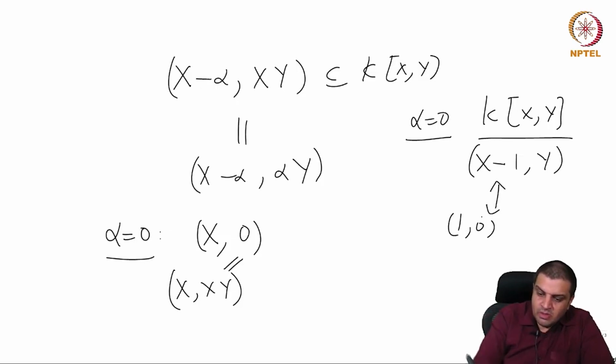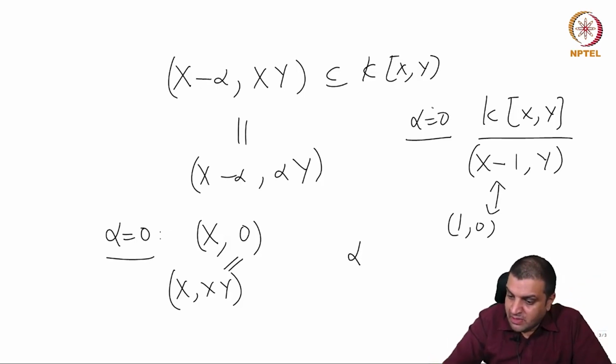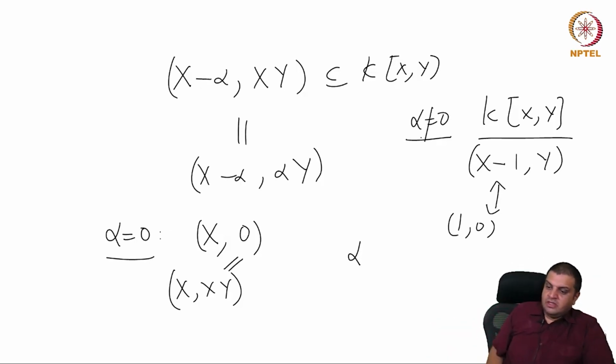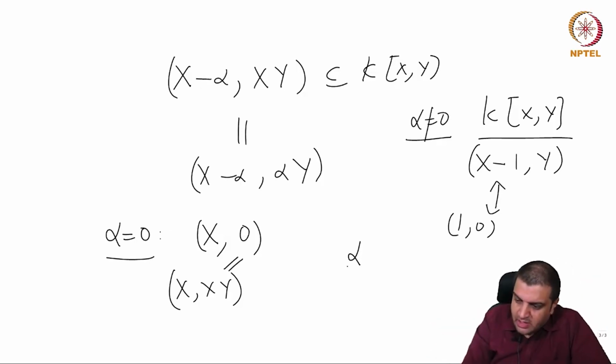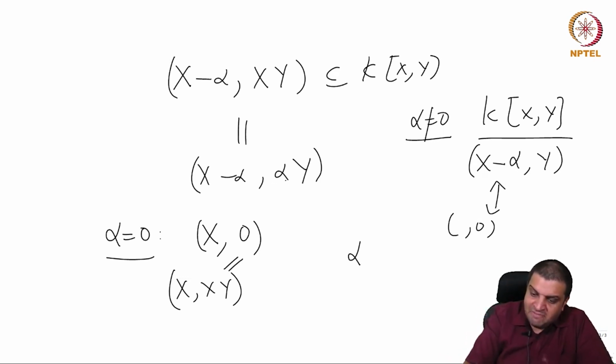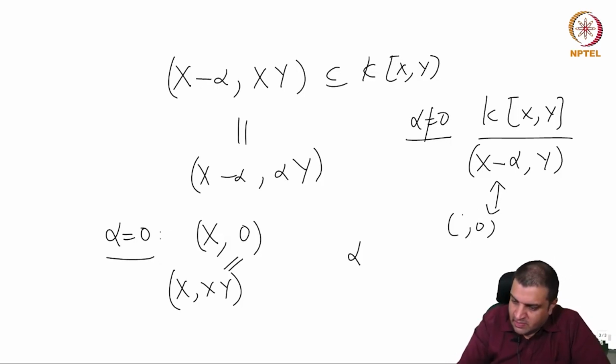Because if alpha is non-zero, although in both cases the description of the ideal is formal, it is correct. There is nothing wrong. But what this ideal is depends on what that alpha is. This is alpha not equal to 0. Let's just take alpha to be 1, or we could just take alpha itself. The ideals generated by alpha y and y are the same, so we can just take y.